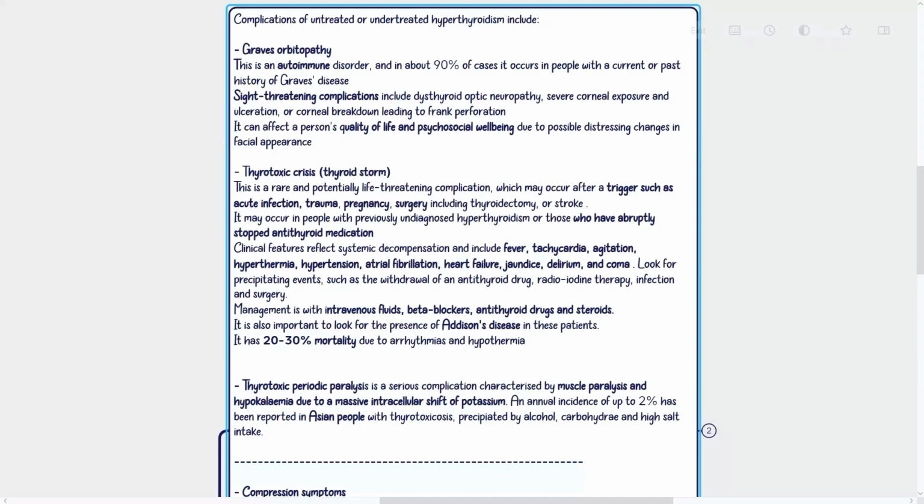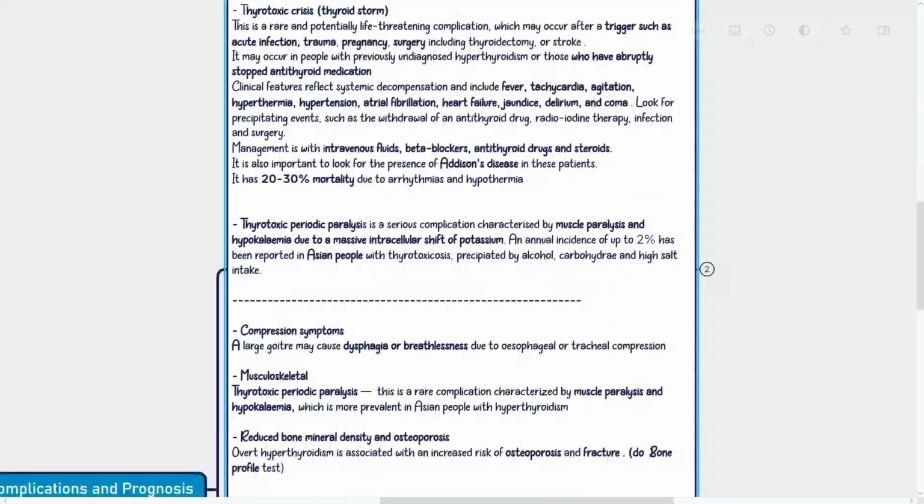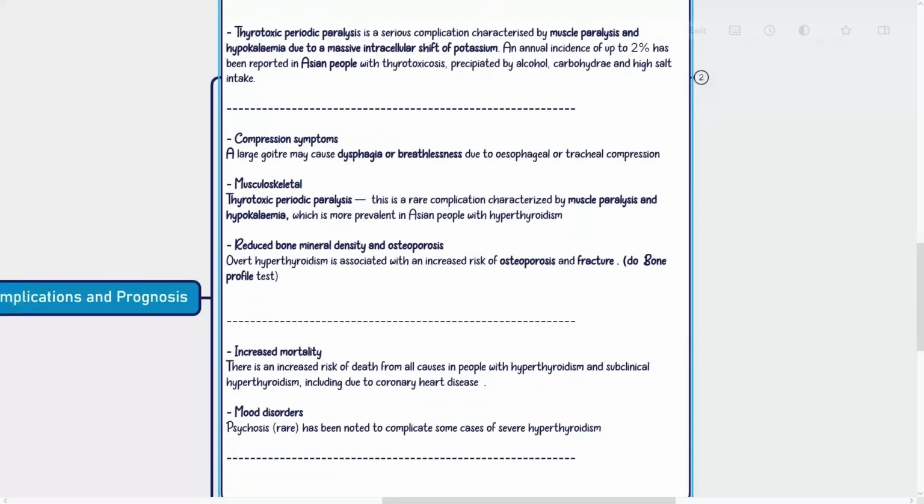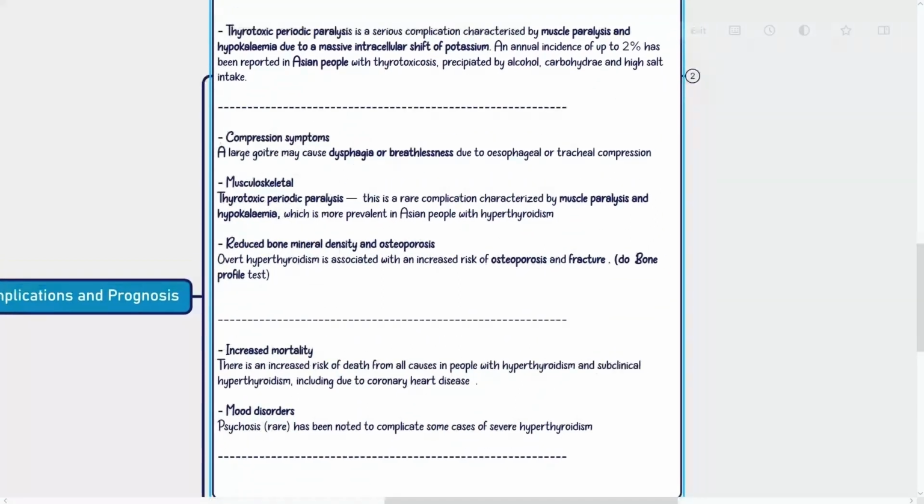Thyrotoxic periodic paralysis is a serious complication characterized by muscle paralysis and hypokalemia due to a massive intracellular shift of potassium. An annual incidence of up to 2% has been reported in Asian people with thyrotoxicosis, precipitated by alcohol, carbohydrate, and high salt intake. Compression symptoms: a large goiter may cause dysphagia or breathlessness due to esophageal or tracheal compression.